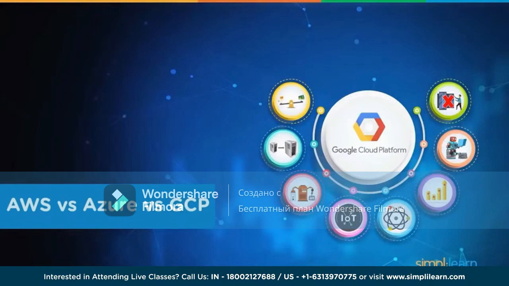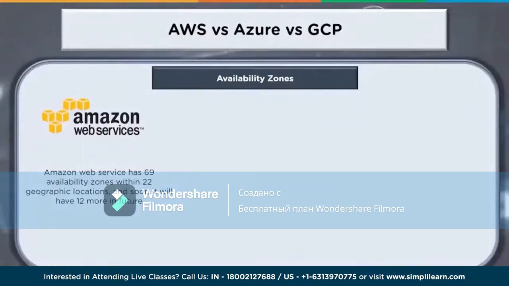If I compare your different cloud providers, when we talk about Amazon and its cloud offerings, that is Amazon Web Services, or AWS as we all know it. Amazon Web Services has 69 availability zones within 22 geographical locations, and soon it will have 12 more in future. So this number keeps growing based on the spread of the services which a particular cloud provider offers. Here we are talking about availability zone specific information.